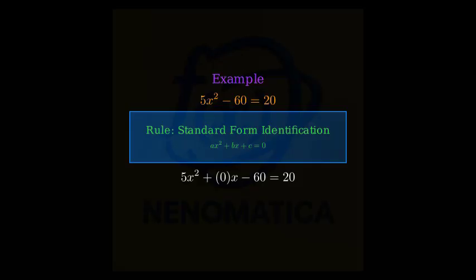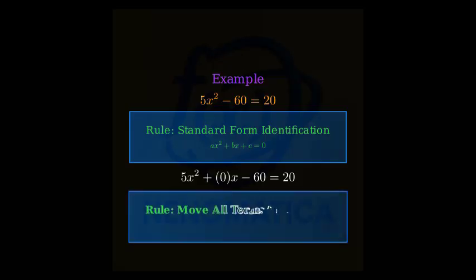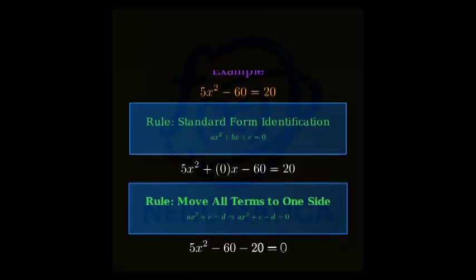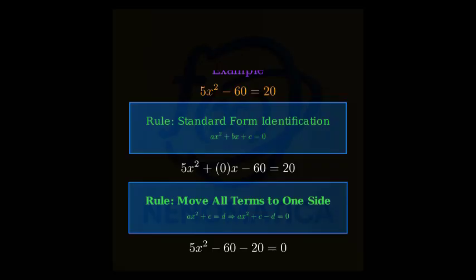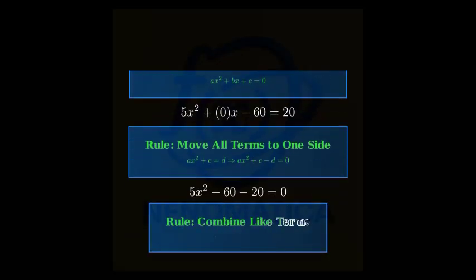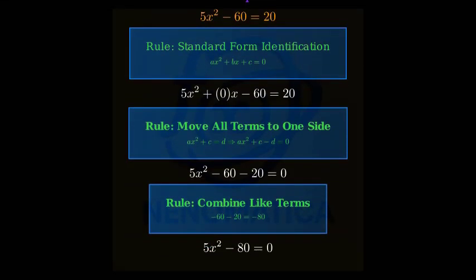Step 2. Let's move all terms to one side of the equation to get the standard form. We'll subtract 20 from both sides. Step 3. Let's simplify the equation. Negative 60 minus 20 equals negative 80. So we have 5x squared minus 80 equals 0.